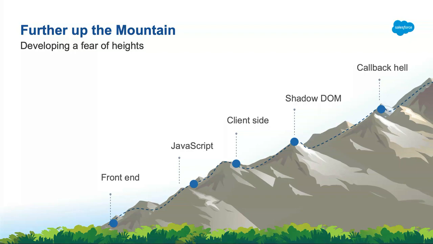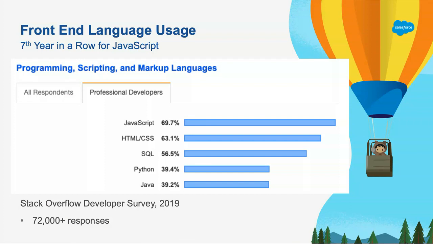And then I started seeing statistics like this. Many of you are probably familiar with Stack Overflow. They do a yearly developer survey for professional developers. And 72,000 responses this year. For the 7th year in a row, JavaScript is the most commonly used software language. 70% of developers claim they use JavaScript. 63% HTML and CSS was in second place. So as you can see, these web languages are obviously pretty popular.